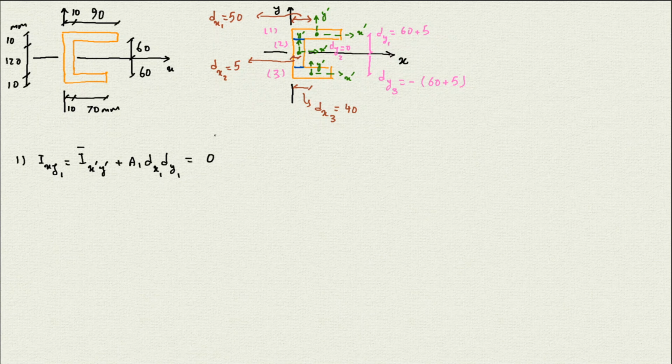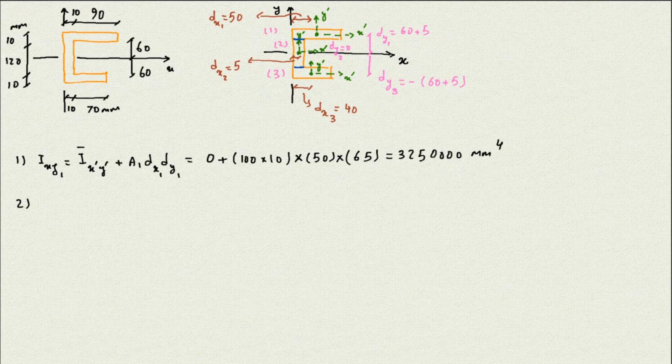The area for this top part is 100 times 10. So that's the area. And then we have d sub x1, which is 50, and d sub y1, which is 65. And then it comes out as 325 millimeter to the power of 4.